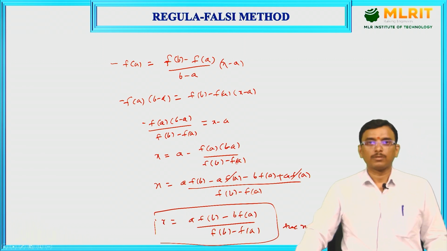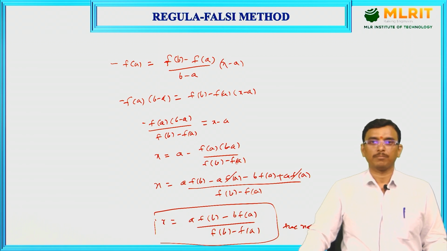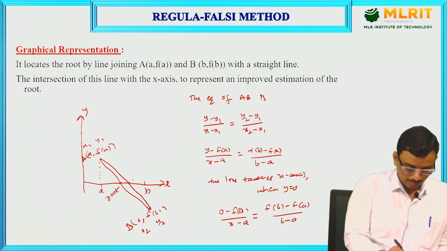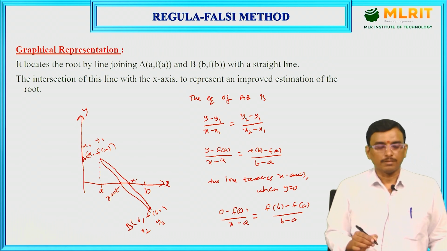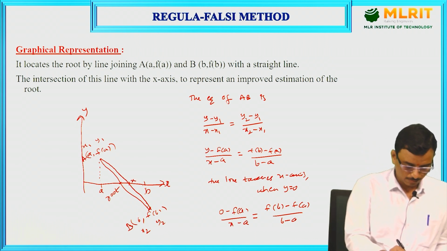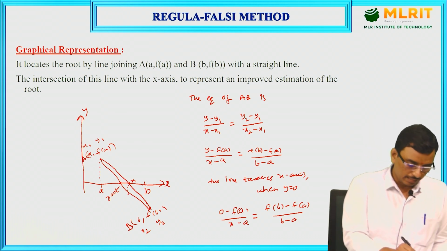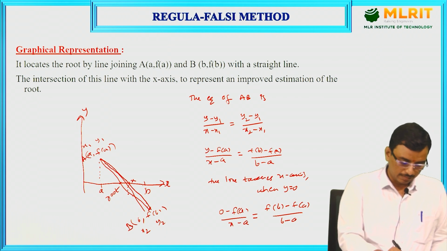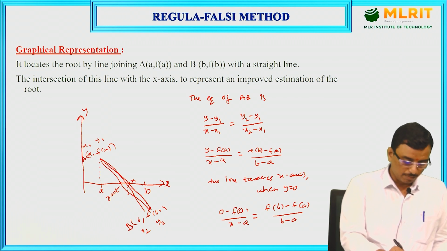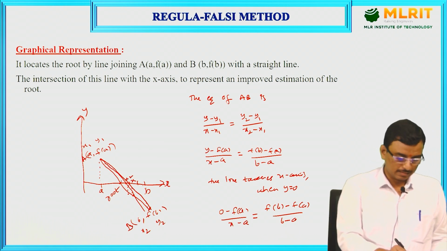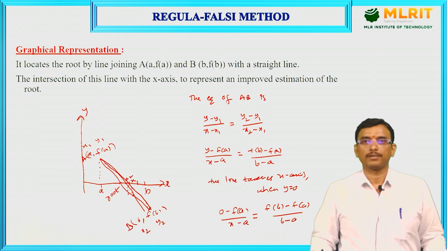So x is equal to (a·f(b) − b·f(a)) / (f(b) − f(a)). So here this is the new root x. Now if we take this next coordinate, the new coordinate, and join again a straight line to this point, then I will get another point. This is the next approximation root, x2. So let us take this x1, then we will continue this process until we get the root to the desired accuracy.